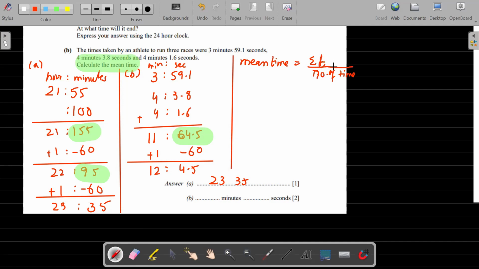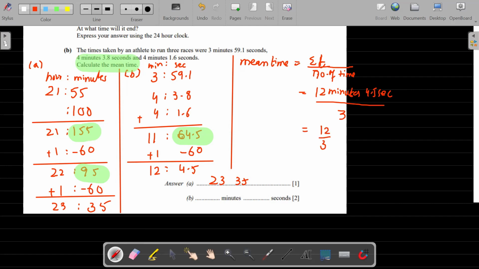So this is T, the total time, we have added them up. It is 12 minutes and 4.5 seconds. Let's divide it over the number of times: 1, 2, 3. The number of times is 3. There are 2 rules to solve that. Either I divide it separately, like I'm going to split the denominator.